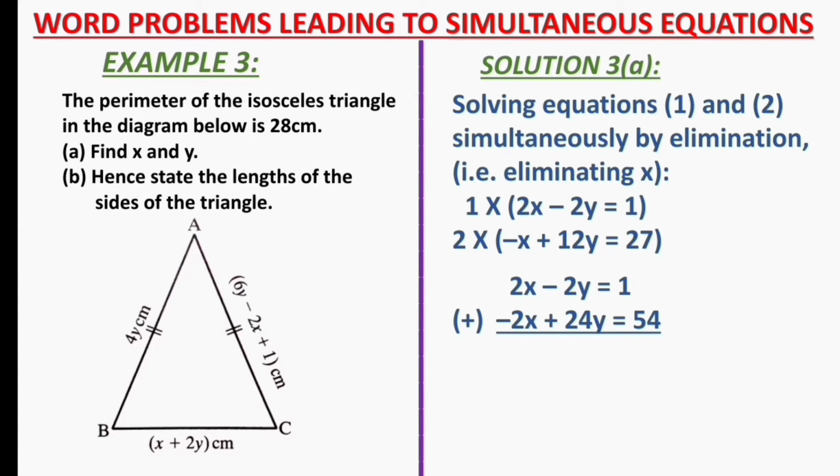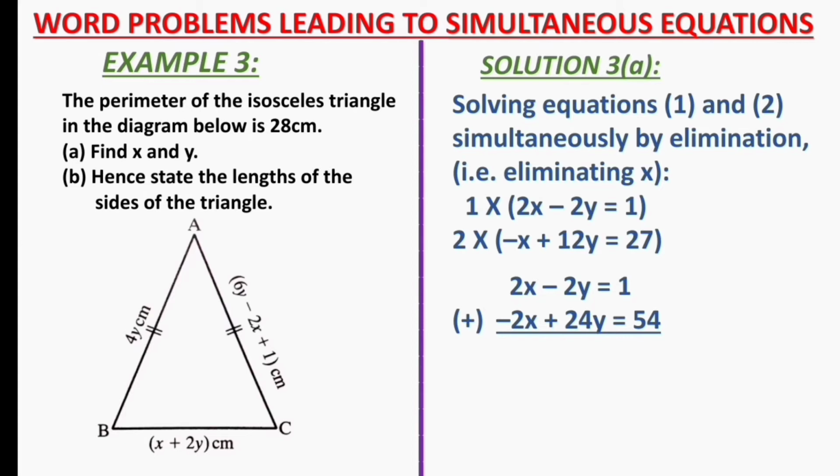To eliminate x, I'm going to make the two coefficients of x in both equation 1 and 2 become the same. To do this, the coefficient of x in equation 1, which is 2, should multiply the bottom equation, while the coefficient of x in equation 2, which is 1, should multiply the first equation. When I multiply in this way, I'm going to have the two equations as 2x minus 2y is equal to 1 as equation 1, and minus 2x plus 24y is equal to 54 as my equation 2. To eliminate x, I'm going to add the two equations.